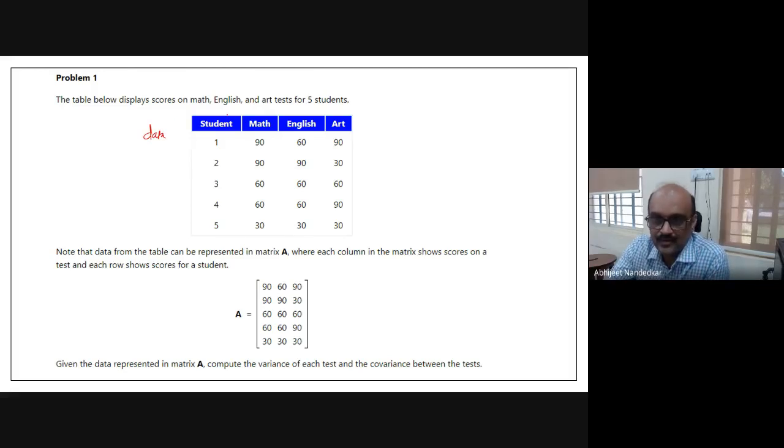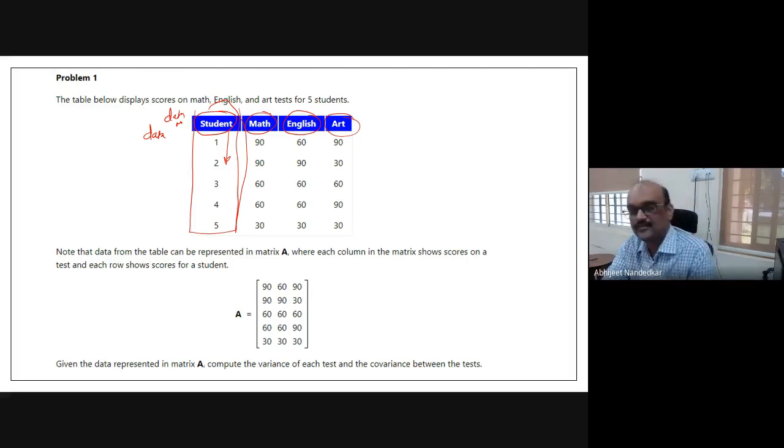There are three variables. One is student, math, English, art. So this is just the student number, so this is not a variable actually. I should not say this is a variable. This is some data number. There are three variables: maths, English, and art. So for student number one, this is the data. He got 90 marks in maths, 60 in English, and art 90. Then the second student 90, 90, 30, and so on.